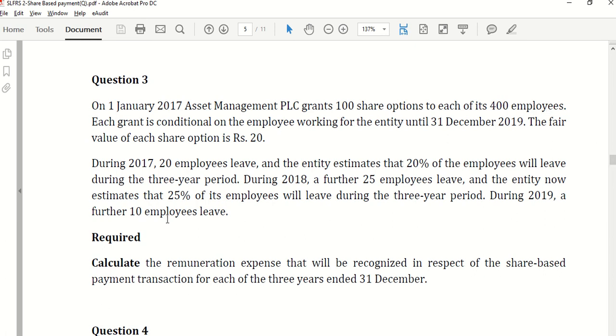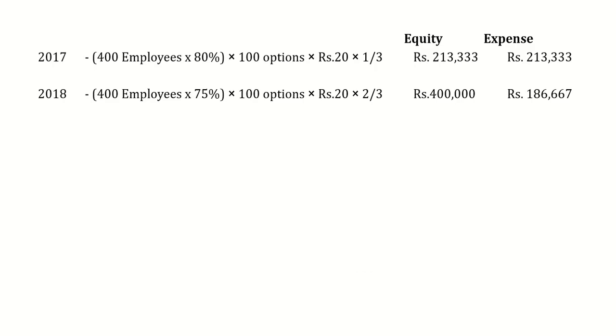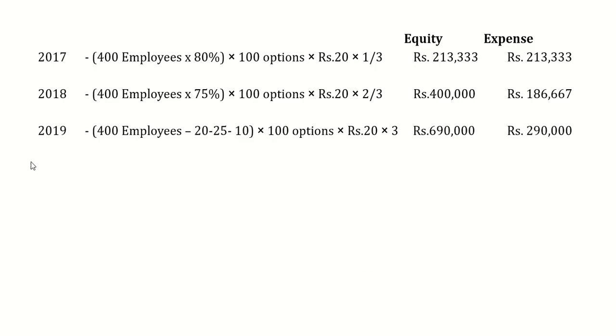So what happened in the third year? Another 10 people left. Now you are at the end of the third year, and you know how many employees have actually left the organization. Do you still want to do the estimation? No. Now you know the exact number. First year, how many employees left? 20. Second year, 25. And third year, 10.